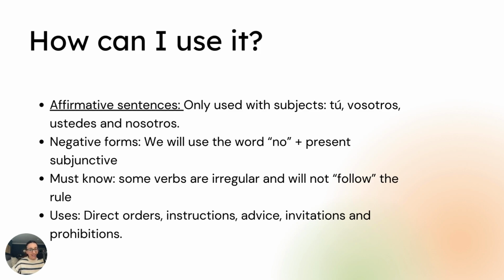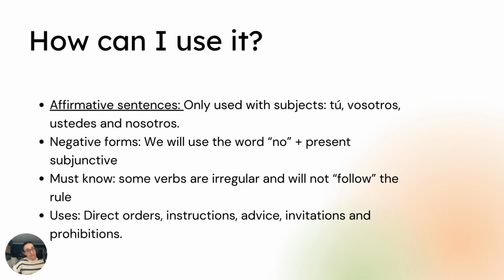So, how to use it? We have affirmative sentences, negative forms, must-know things that you need to know, and some uses. First of all, affirmative sentences are only going to be used with tú, vosotros, ustedes, and nosotros. It is not going to be used for they or them. Just with those four that you have there.